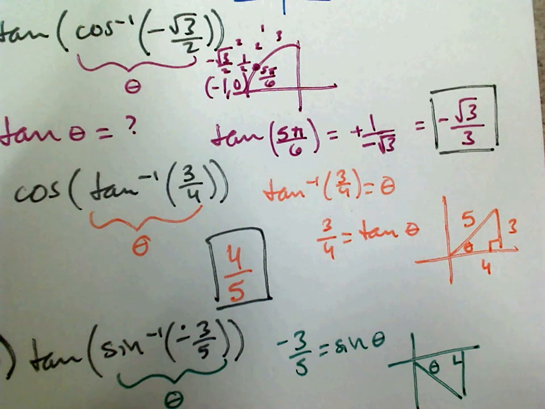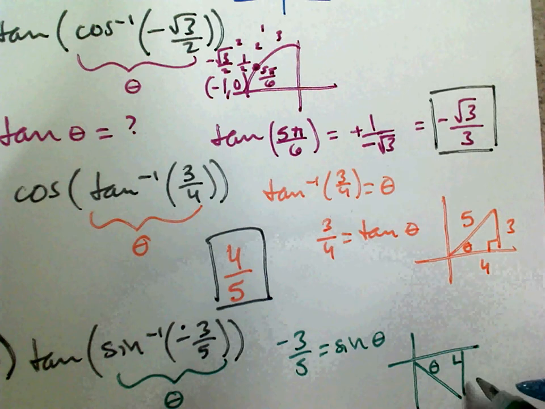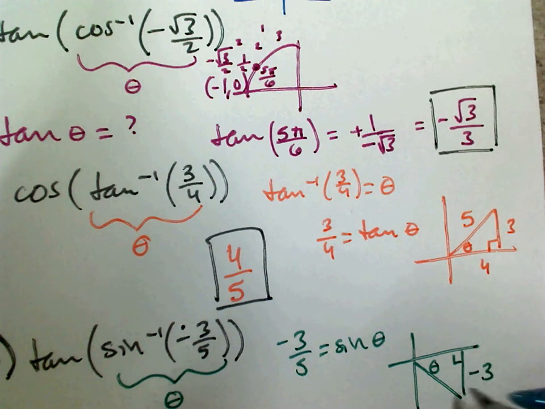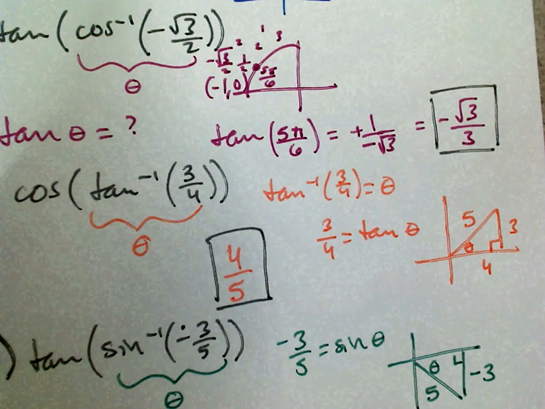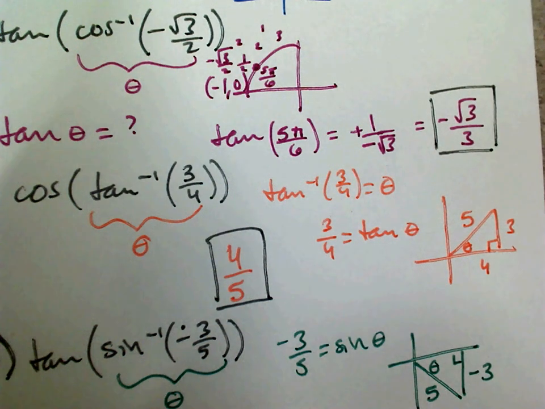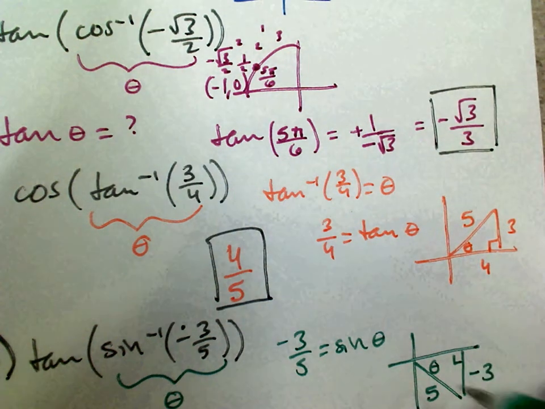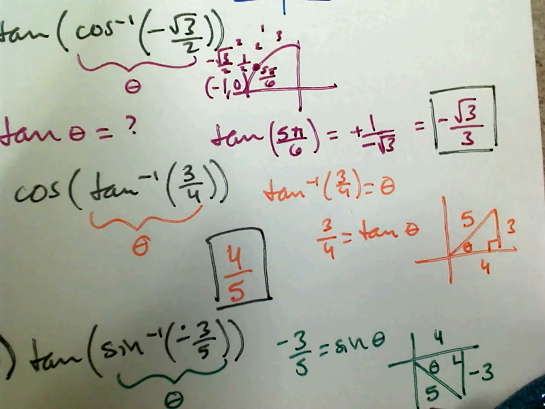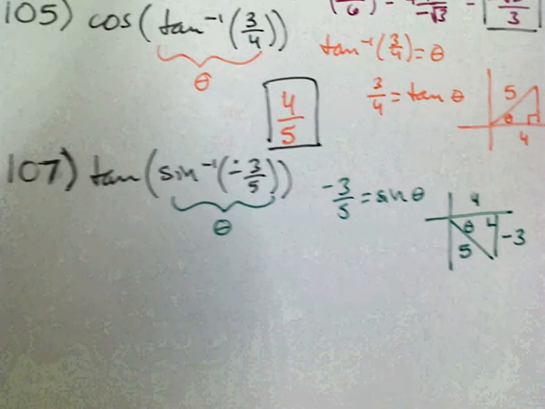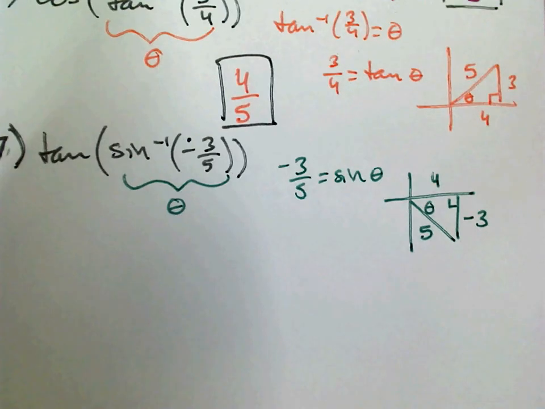Okay. So, opposite over hypotenuse. And then, if this is 3, that's 4, that has to be 5. If that's 3 and that's 5, that has to be 4. And your goal is to find tangent of that angle, so tangent is opposite over adjacent, so the answer is -3/4.